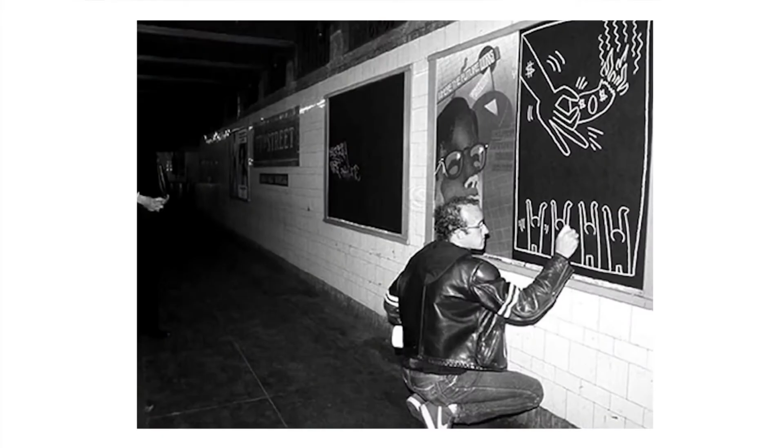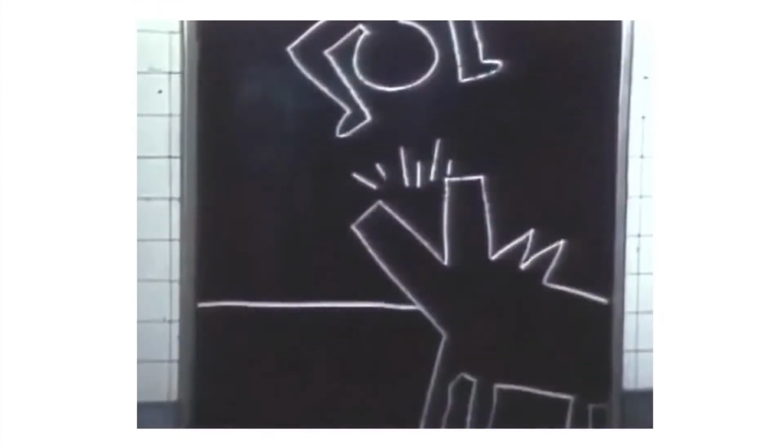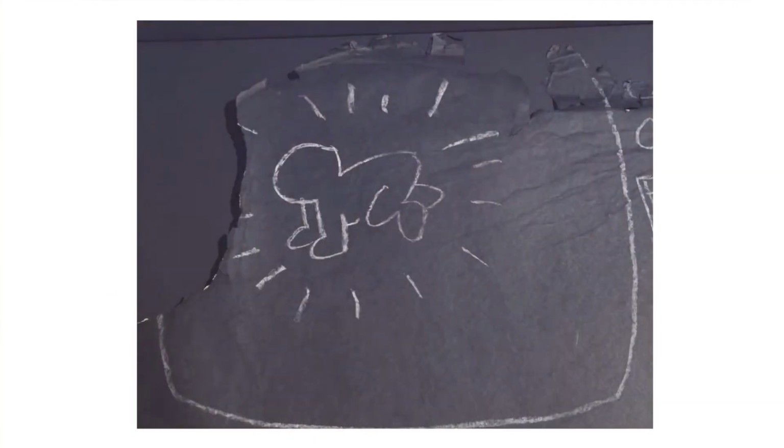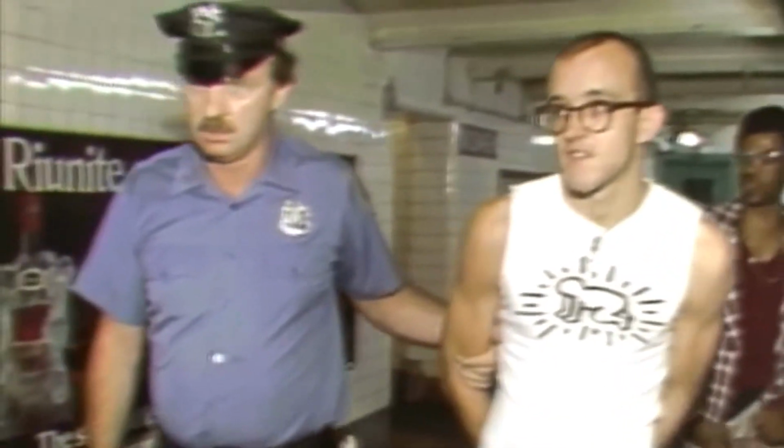Some of his signature and iconic drawings included dancing figures, a barking dog, and the radiant baby, a crawling infant emitting rays of light. Haring quickly gained popularity in the art world and the attention of New York City commuters, and even the city authorities, who were quick to cover his work with paid advertisements. By the mid-'80s, he was having exhibitions and creating large murals all over the world.